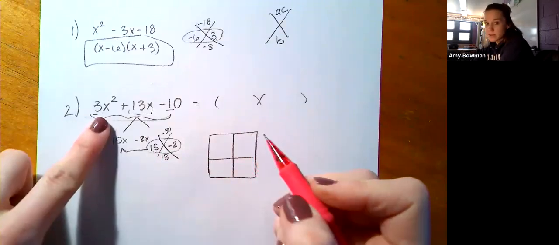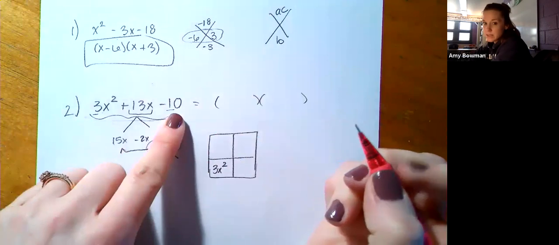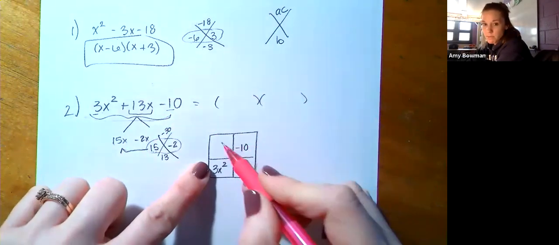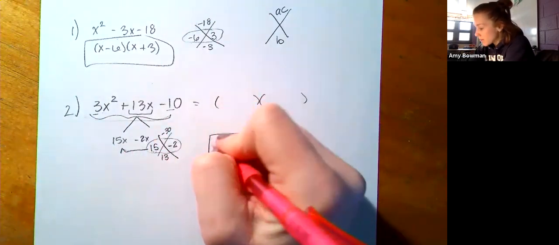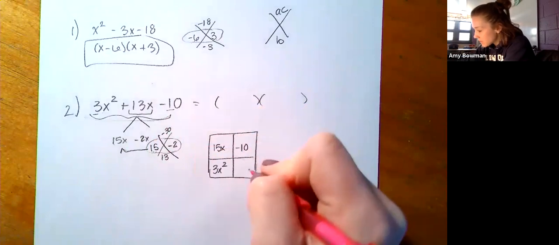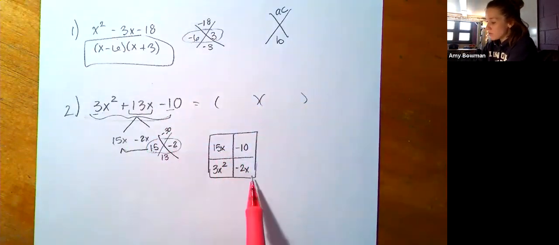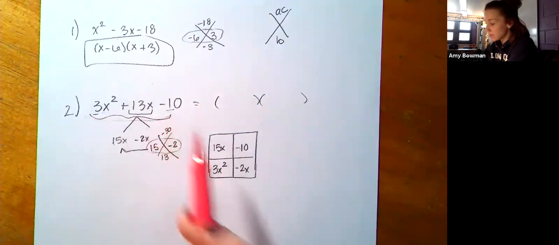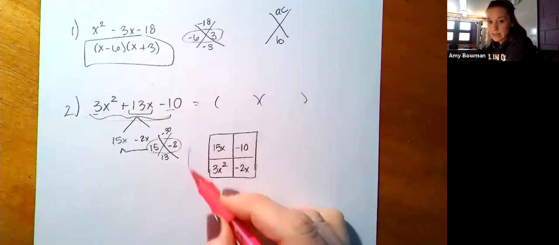So my a value, this leading one here, I put in my bottom left corner. The c term I put up here in the top right. And then these two remaining catty corner squares, I'm putting 15x minus 2x. And that is where the diamond game comes into play. 15x minus 2x. So this whole sum of all these individual parts adds up to 3x squared plus 13x minus 10. Now I just want to represent all of these things as a length times a width.